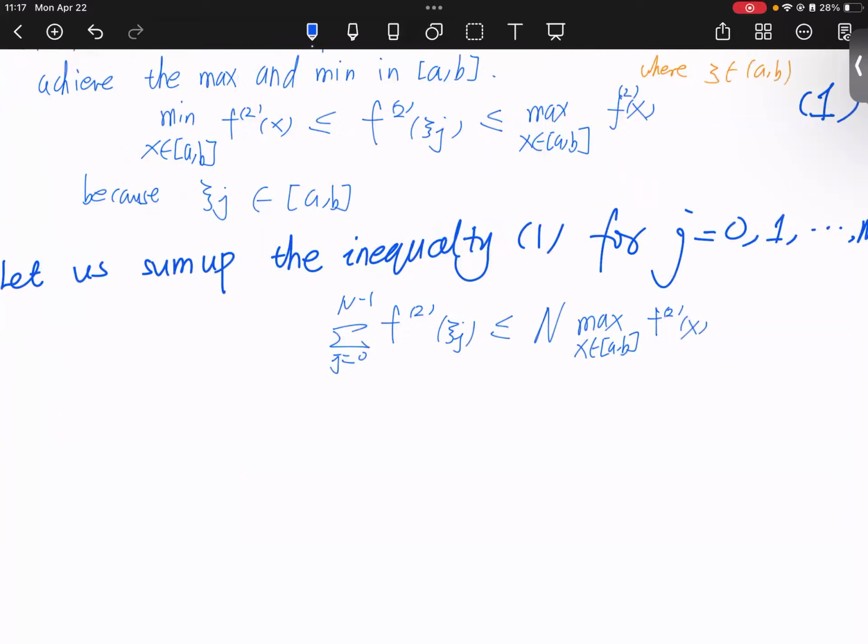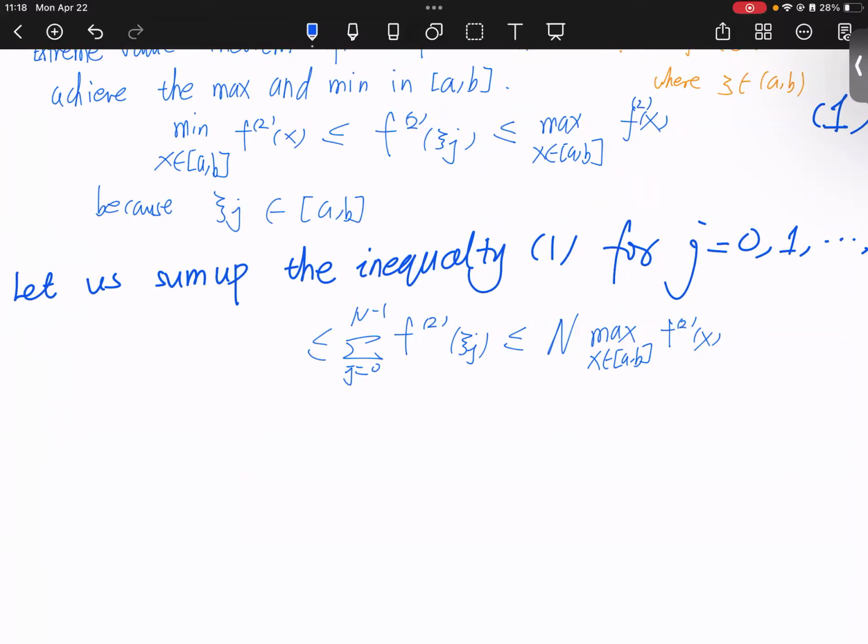And on the left hand side, we also have the n minimums on the left hand side. Any questions so far? So for example here, let me just do the copy and paste very quick.